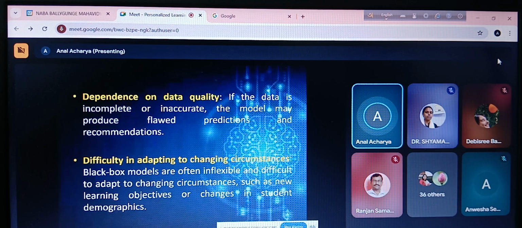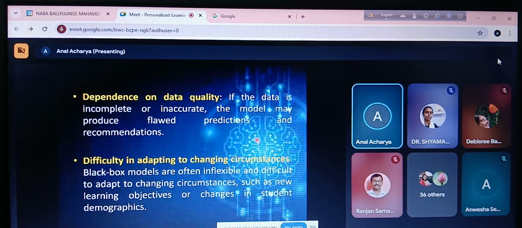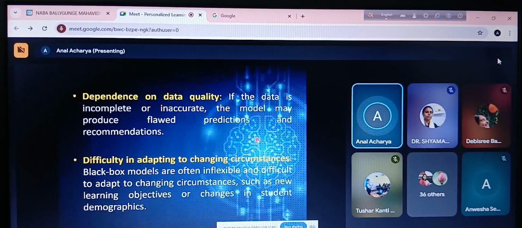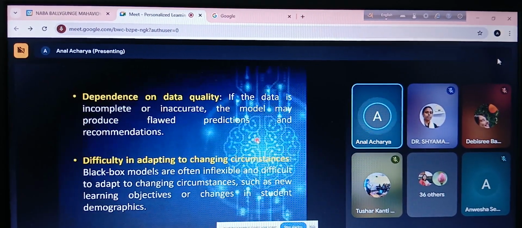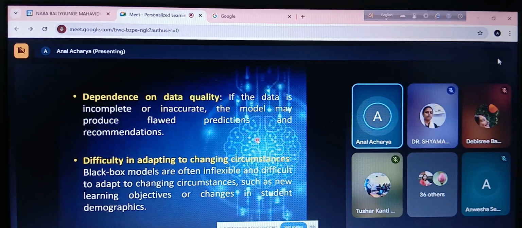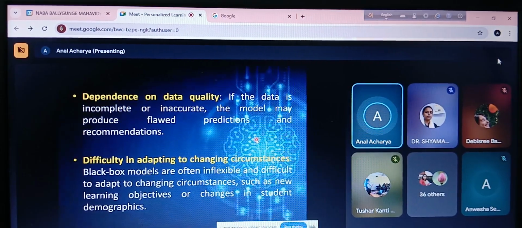Dependence on data quality. Dependence on data quality means we have a very common term in computer science called GIGO. What is this GIGO? GIGO means garbage in, garbage out. That means if the input data is garbage, obviously the output data will also be garbage. So we need to make sure that the input data is correct, and hence we need to explain the reasons for a certain answer or certain prediction.